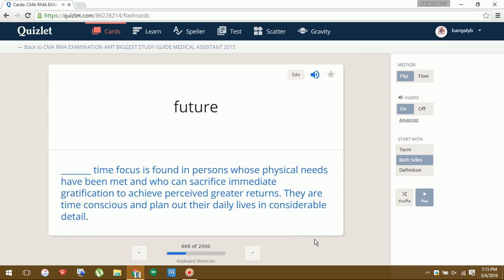Future. Blank time focus is found in persons whose physical needs have been met and who can sacrifice immediate gratification to achieve perceived greater returns. They are time conscious and plan out their daily lives in considerable detail.